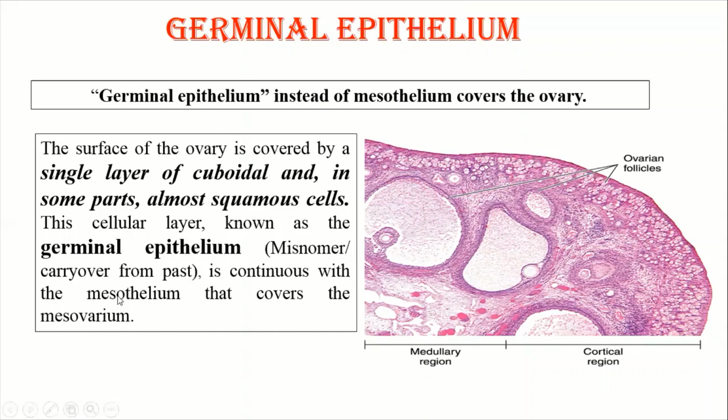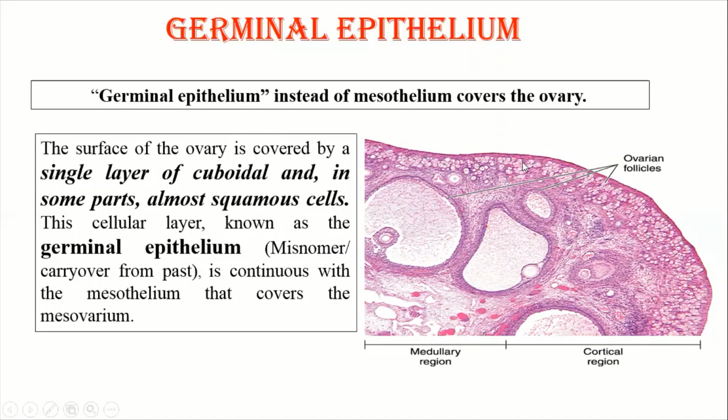It is a carry-over from the past, when it was earlier supposed to give rise to the germ cells, but actually it is not giving rise to germ cells. This epithelium will be continuous with the mesothelium that covers the mesovarium. So germinal epithelium instead of mesothelium covers the ovary, and this will be continuous with the mesothelium. The outermost covering is mostly simple cuboidal epithelium, in some regions simple squamous. This is the germinal epithelium.